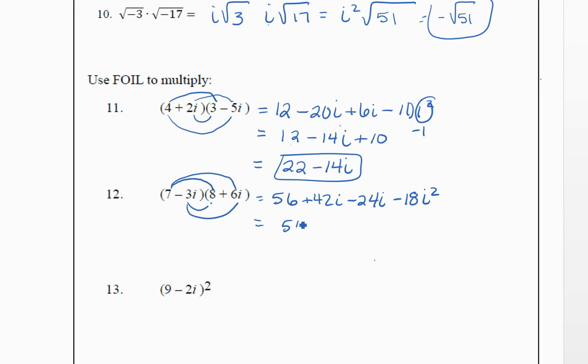So we'd have 56, and then 42 minus 24 we'll have plus 18i, and then this i squared is going to become a -1, so -18 times -1 will have plus 18. And now we can combine the 56 plus 18, so we have 74 plus 18i.